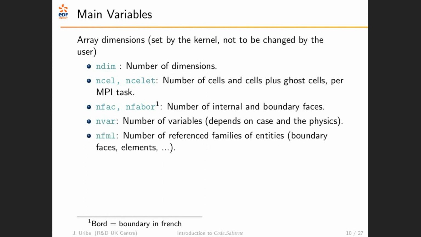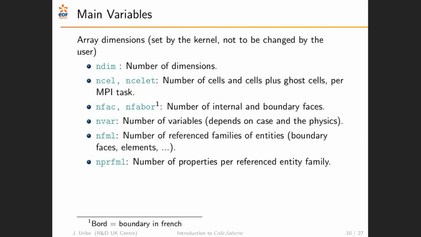Nvar is the number of variables. So obviously, depending on your problem, that's going to be different. If you're solving, for example, for the temperature or for the species, or you have a two equation turbulence model or a Reynolds stress model, all of that will change dynamically when you start running.